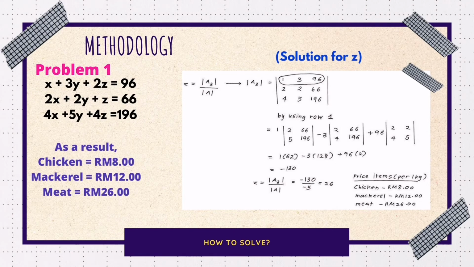To find z, we follow the same steps, but we use the determinant of A3 and replace the third column with the constant values, which are 96, 66 and 196, and then solve by using row 1. We get negative 130. So z is equal to 26. As a result, the chicken price is 8 ringgit, the mackerel's price is 12 ringgit, and the meat's price is 26 ringgit.